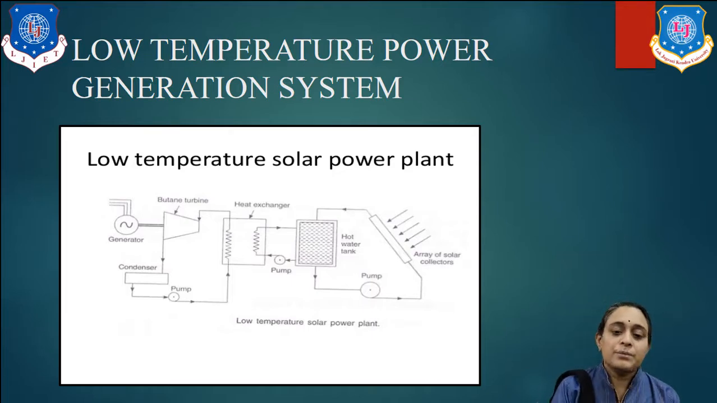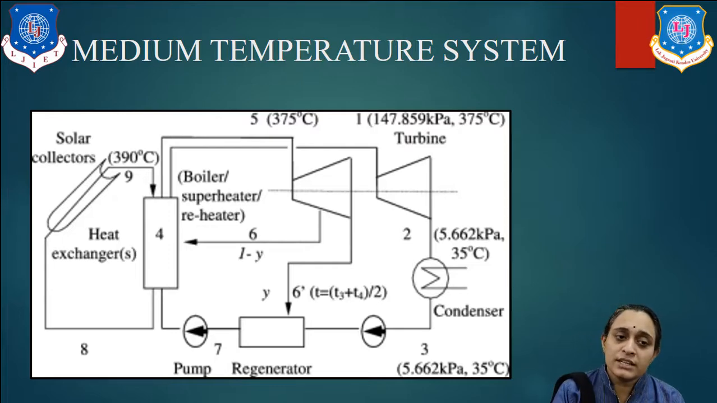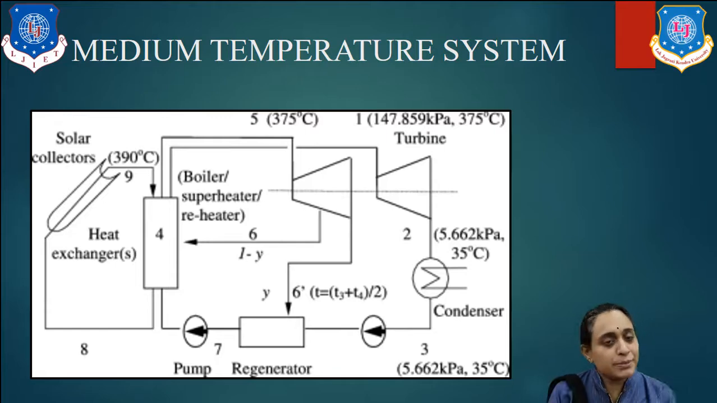Now let us check the medium temperature system. Medium or moderate temperature is approximately 400 degrees centigrade. To achieve this temperature, line focusing paraboloid collectors are used, because we require 400 degrees centigrade. The efficiency of such a collector system is around 0.7. They are also based on the Rankine cycle, and the Rankine cycle efficiency is nearly 0.38.